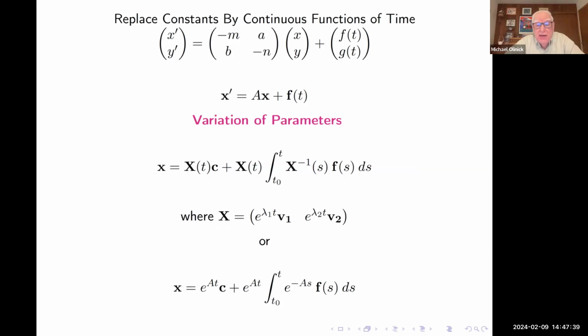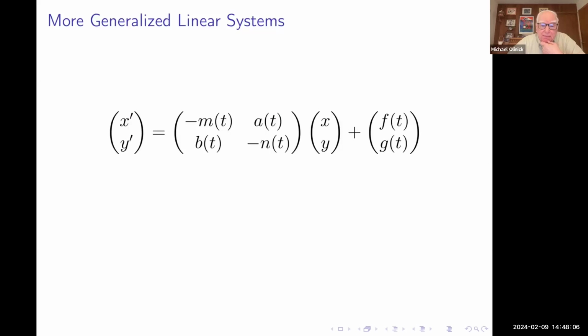A good place to generalize from here is, instead of assuming that we just have constant terms here, we could think about having a pair of continuous functions. This provides a good motivation for introducing variation of parameters techniques for coming up with a formulation for what a solution of such a system might look like. And we could, of course, change the coefficients in these matrices to functions of time rather than just constants.